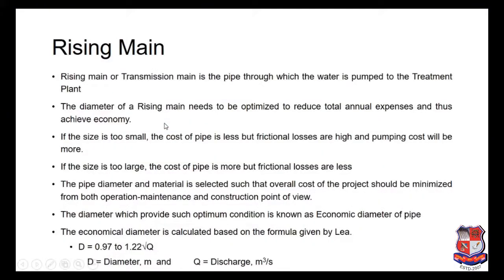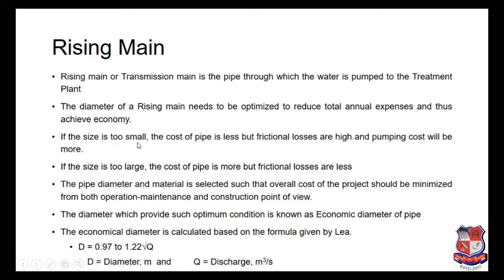It is, as we know, that the rising main, or pumping main, or which we can say transmission main, is the pipe through which the water is pumped to the treatment plant. And the diameter of rising main needs to be optimized to reduce total annual expenses and thus achieve economy. Right? We cannot directly assume any diameter and provide any diameter of the pipe, but we have to optimize this. How to optimize it, we'll see later on.